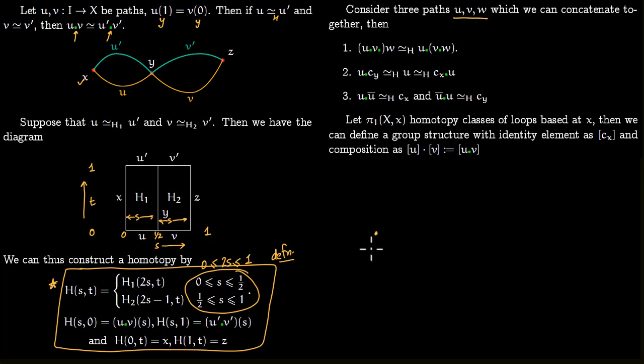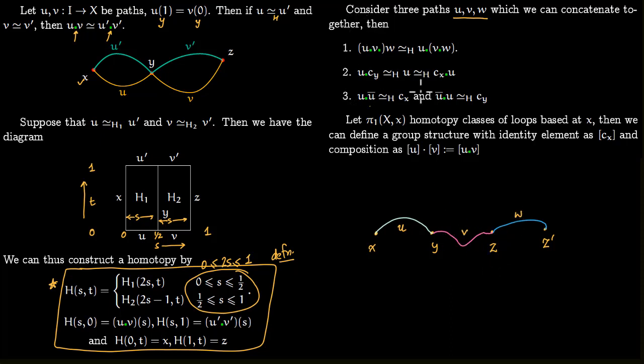Now say you're given three paths, u, v, and w. Say you have x, y, z, and z prime. So there are three paths: we have u, we have path v, and then we have this path w.